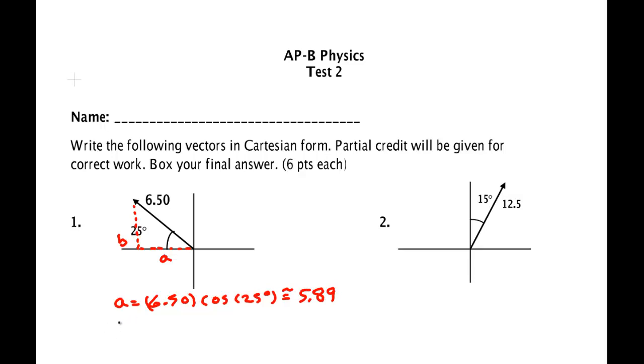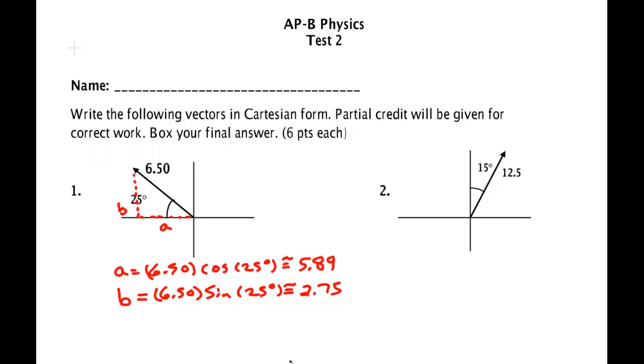And if you look for the opposite side, B, that's opposite. Opposite starts with O. O is closer to S for the sine function, so we need the sine function. 6.50, again the hypotenuse, sine 25 degrees. Punch that in the calculator, 2.75.